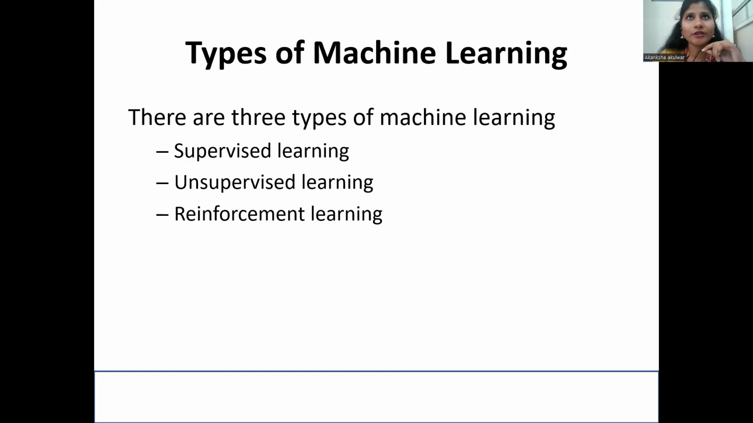Then we'll look at the types of machine learning. There are basically three types of machine learning: supervised, unsupervised, and reinforcement learning.